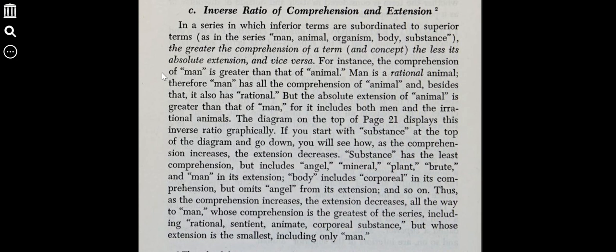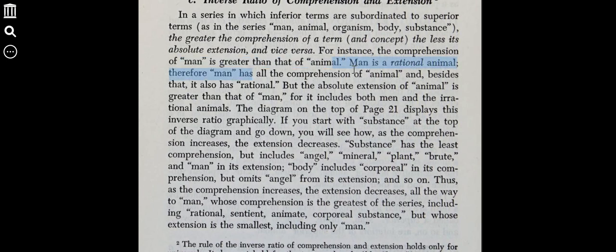For instance, the comprehension of man is greater than that of animal. Well, surely, right? Because man is a type of animal, but we have to be more specific. We have to narrow in things. We have to have a greater comprehension for man, because we're being more specific, right? Man is a rational animal, therefore man has all the comprehension of animal, and besides that, it also has rational.